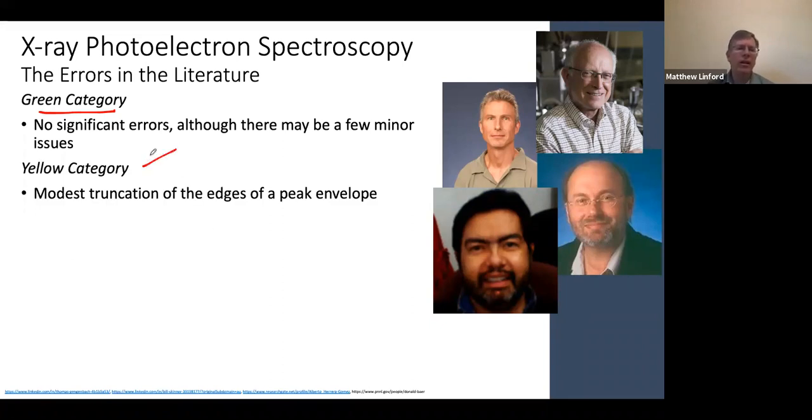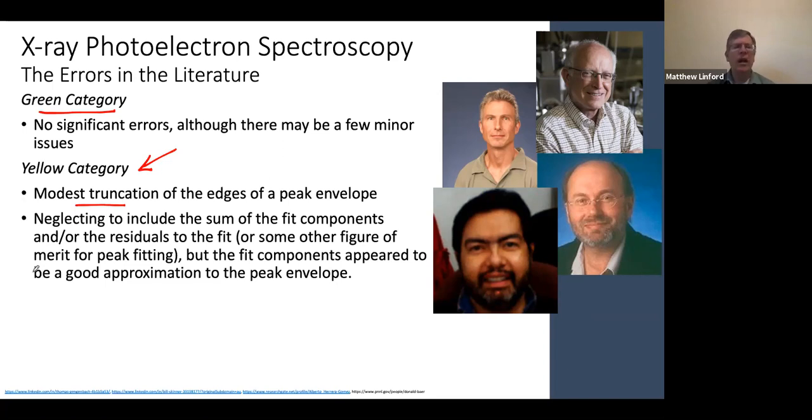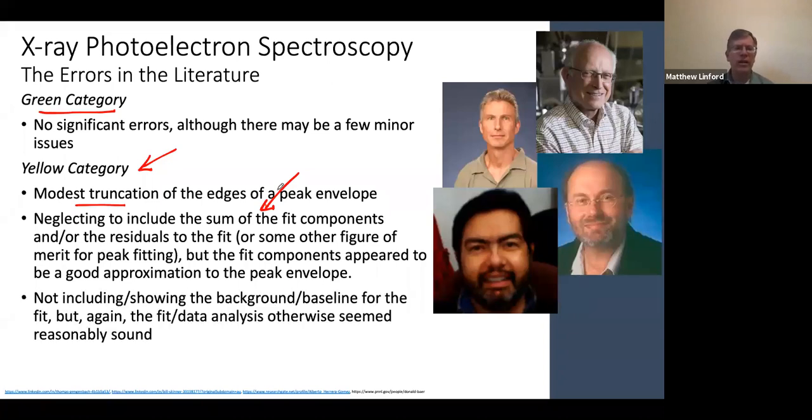If a paper got a yellow rating, that sometimes meant there was a little bit of truncation of the data. When you take XPS data, you really need to take some of the background on the edges of the peak. And so that was often missing. Sometimes people would show the fit components. That is, they'd put in the fit peaks that you've seen some of this peak fitting, but they wouldn't show the sum of that so that you couldn't compare that to the overall peak envelope. But we could see that the fit was pretty good. Things were pretty sensible. So they got a yellow rating, but yellow means pretty good as well. We're not too concerned about yellow ratings.